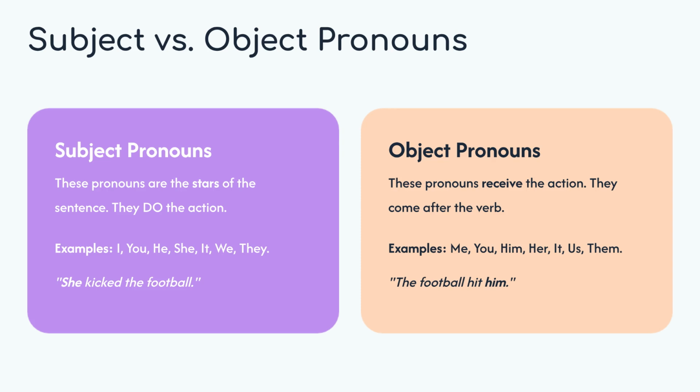Now, let's look at the 2 main jobs pronouns have. First, subject pronouns. These are the stars of your sentence. They are the ones doing the action. Like I, she, or they. For example, she kicked the football. The second type are object pronouns. These guys receive the action and usually come after the verb, like me, him, or them. For example, the football hit him.